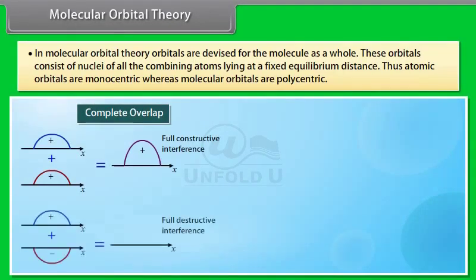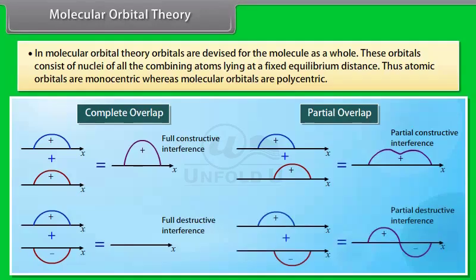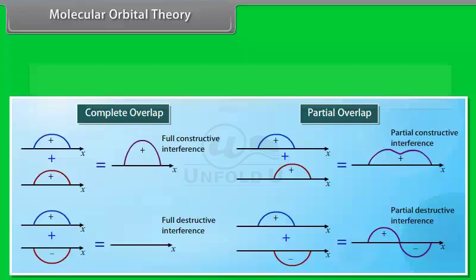Molecular orbital theory. In molecular orbital theory, orbitals are devised for the molecules as a whole. These orbitals consist of nuclei of all the combining atoms lying at a fixed equilibrium distance. Thus, atomic orbitals are monocentric, whereas molecular orbitals are polycentric.